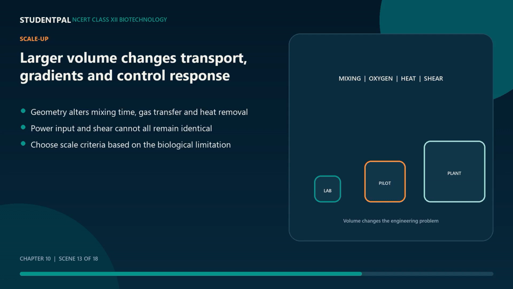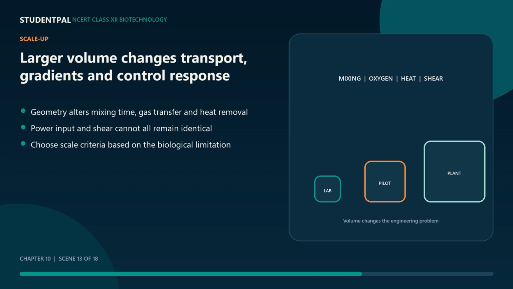Scale-up is not simple geometric enlargement. When vessel volume increases, distances grow, surface area to volume relationships change, and mixing can take longer. Cells may experience temporary gradients of substrate, oxygen, pH, and temperature. Heat generated by metabolism and agitation becomes harder to remove, while gas dispersion and foam behavior change.